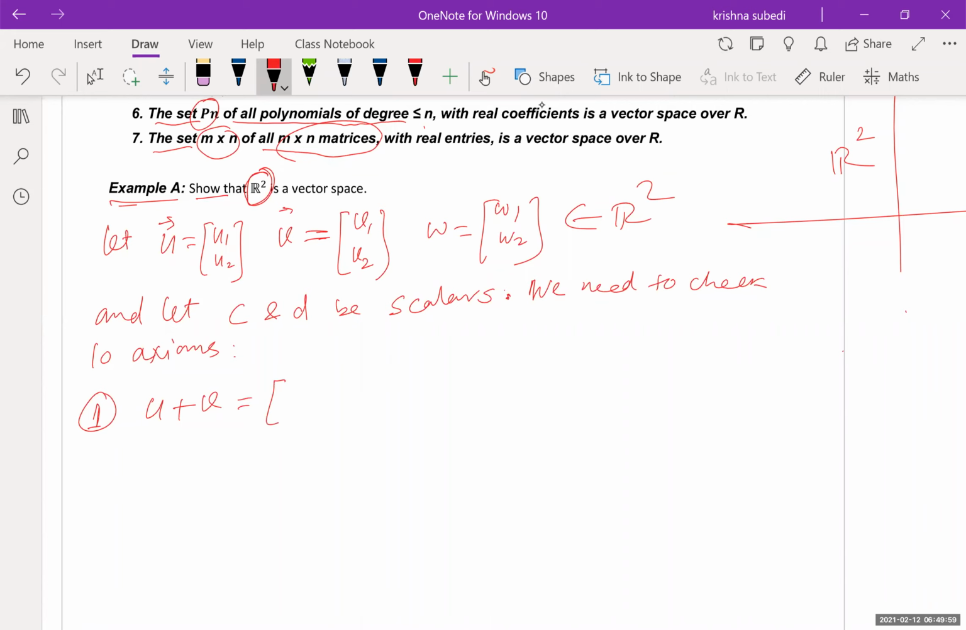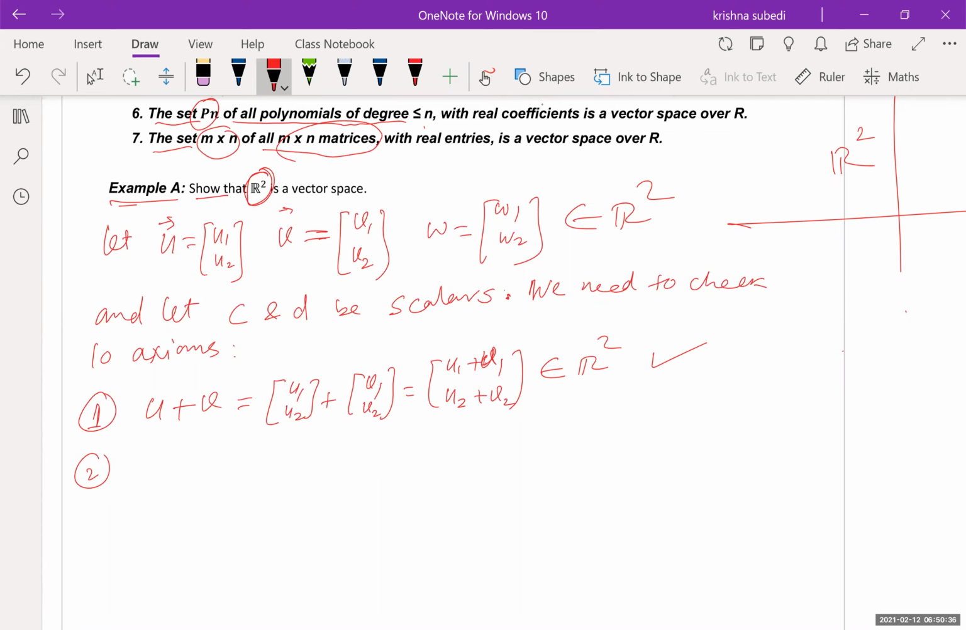U plus V. U is U1, U2, plus V is V1, V2. And if I add them, I'm going to get U1 plus V1 and U2 plus V2. Clearly, this belongs to R2, right? Because there are 2 entries only. So this is not in R3. This is just a point in R2, in 2 dimensions. So this clearly belongs to R2. So condition 1 checks.